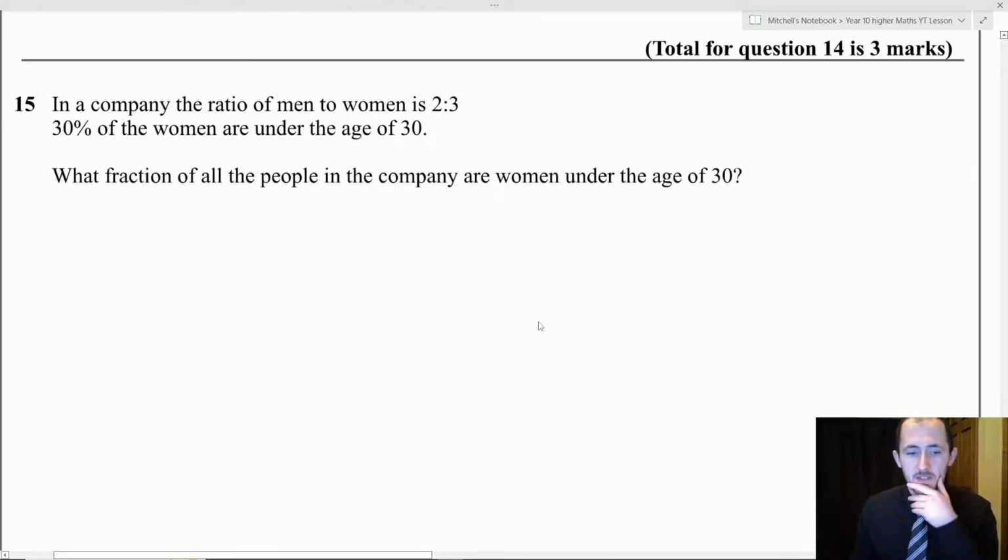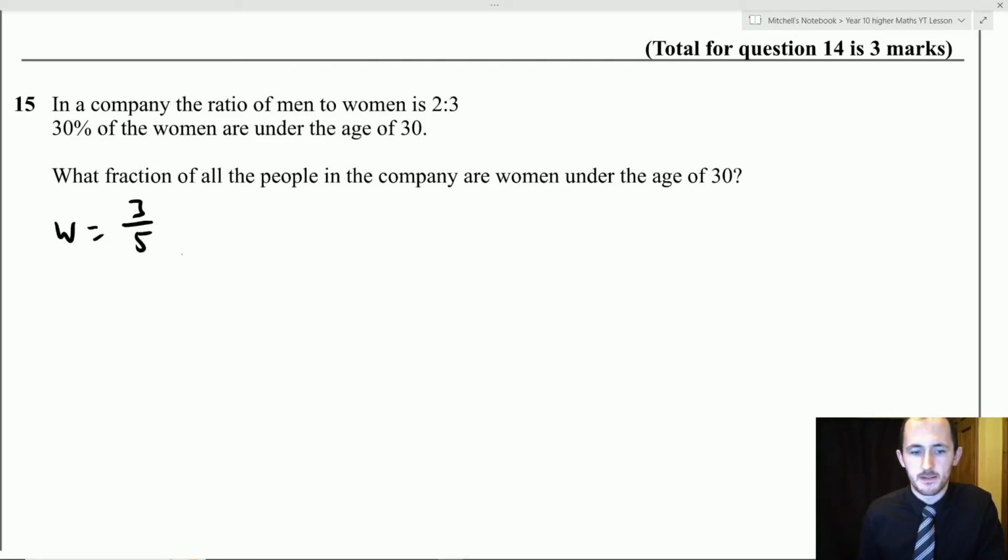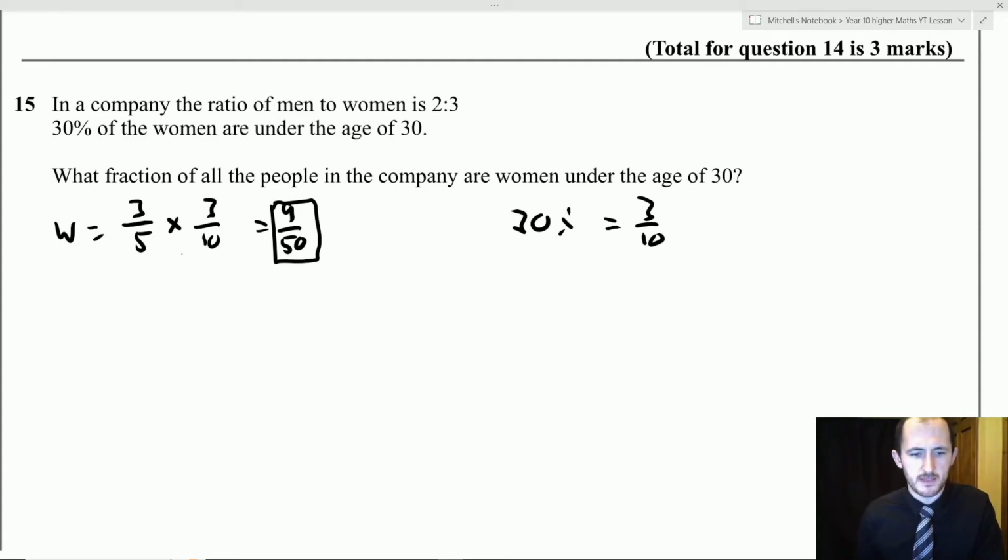Honestly, this is a very similar question to what we just did. Instead, we're leaving it as a fraction, though. But let's go through it, because it wasn't too bad. Men to women is 2 to 3, and 30% of the women are under the age of 30. So women make up 3/5 of the company, and 30% is just equal to 3 over 10. So all you're doing is 3 over 5 times 3 over 10, which is 9 over 50. And that'll be our answer. Does that all make sense?